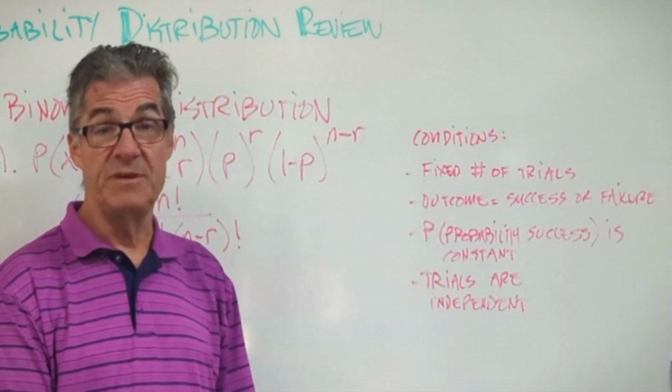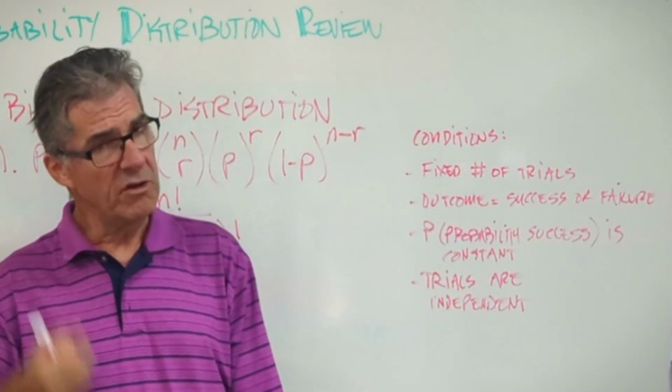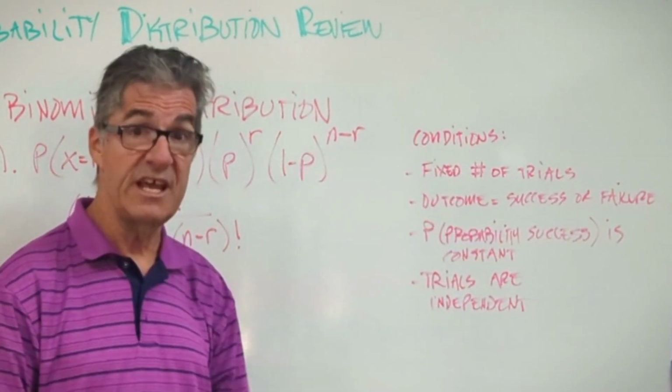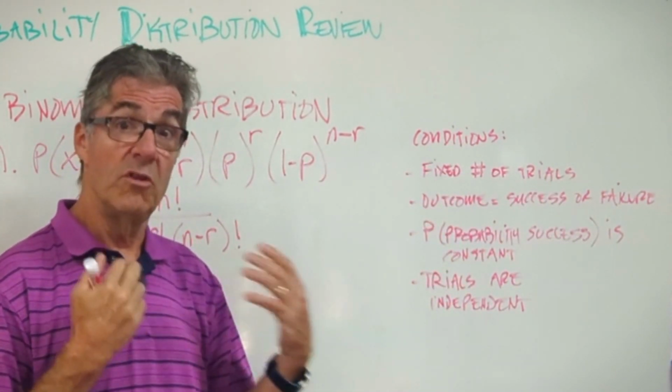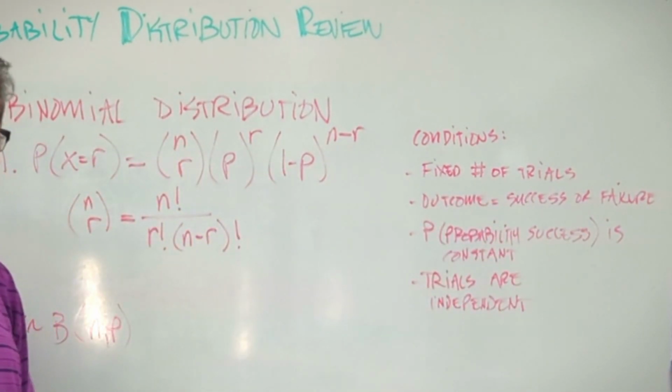Finally, the trials have to be independent. So you roll the die one time, record your result. When you roll the die a second time, it doesn't matter what happened the first time. The second time has the same probability of happening. So those are the 4 conditions you need to use the binomial distribution.